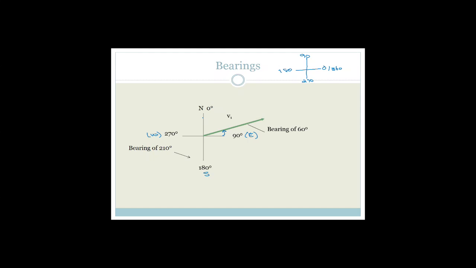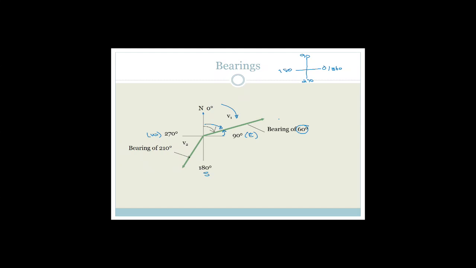However, if we are doing bearings, we always measure clockwise from zero. So, therefore, we say that this is on a bearing of 60 degrees.